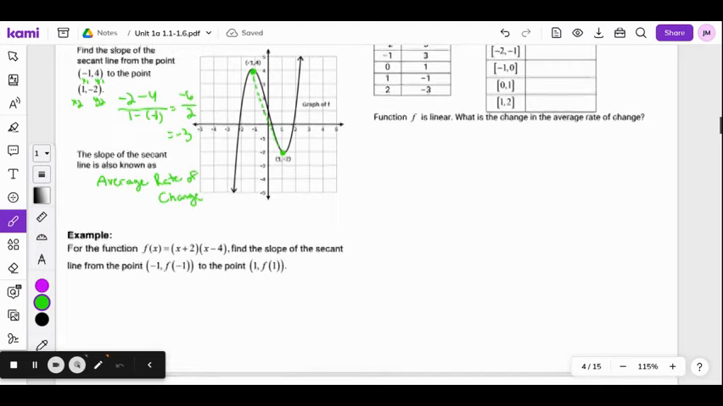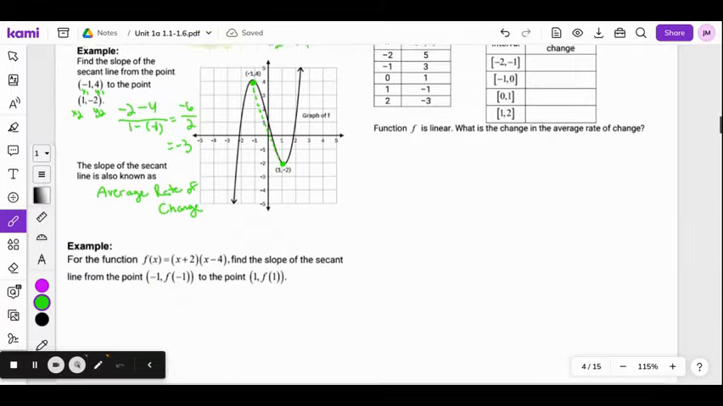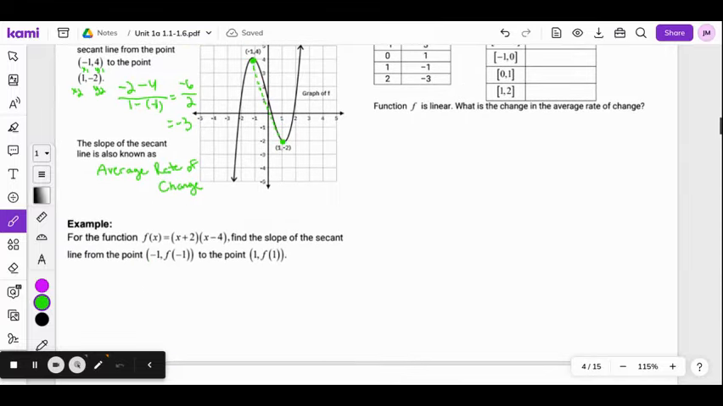Okay, we got an example down here for a function. This gives us a function now. Find the slope of the secant from the point (-1, f(-1)) to the point (1, f(1)). This is just a really fancy way to just ask for the x values and y values. So real quick, let's find the y values. So right here, these are just y values. Okay, so we'll call this y1, we'll call this y2.